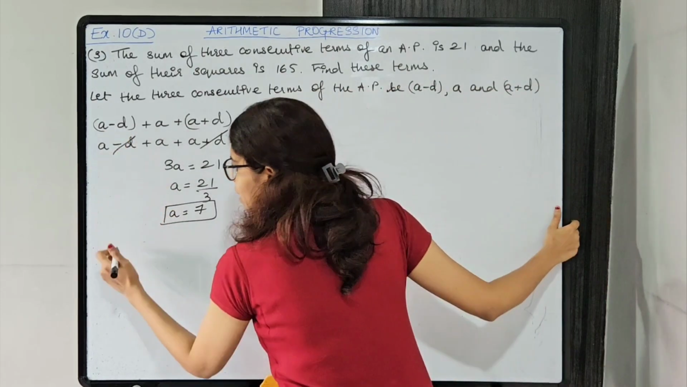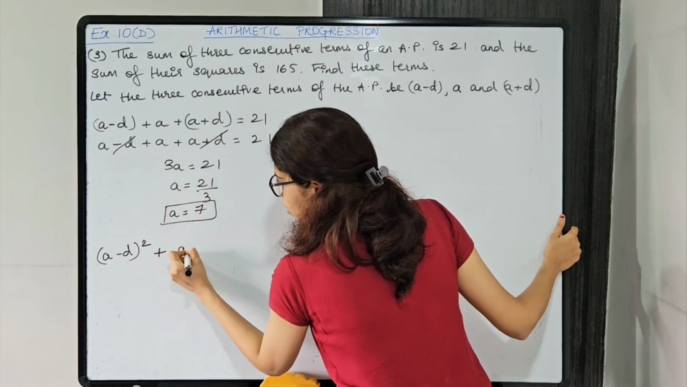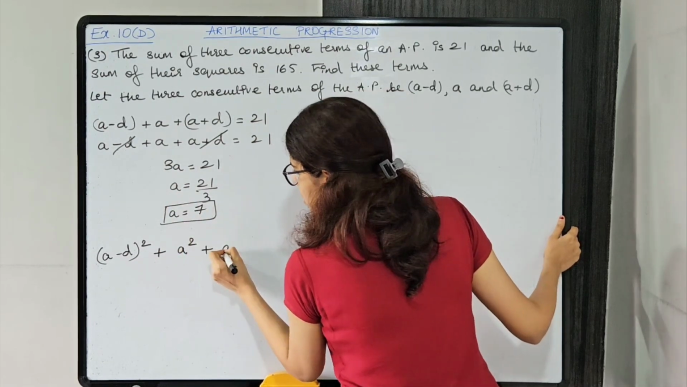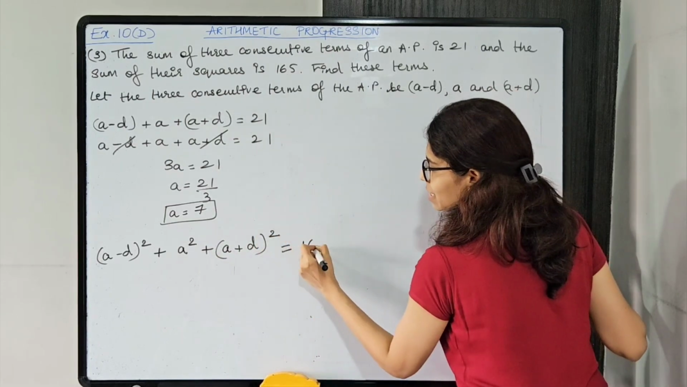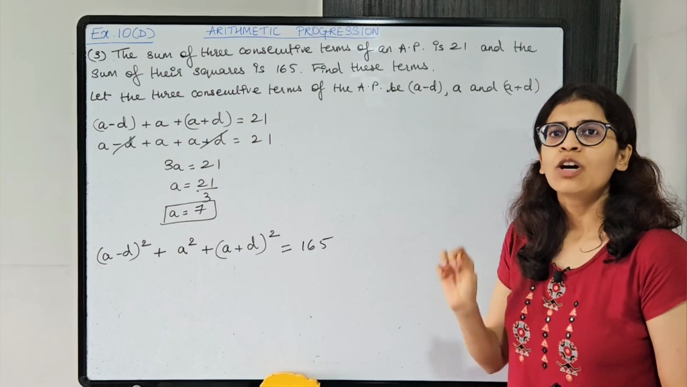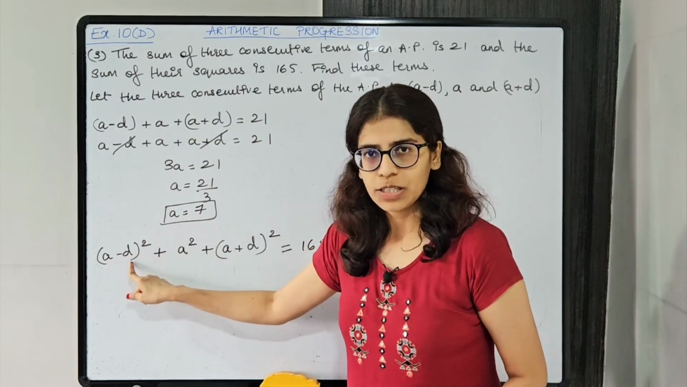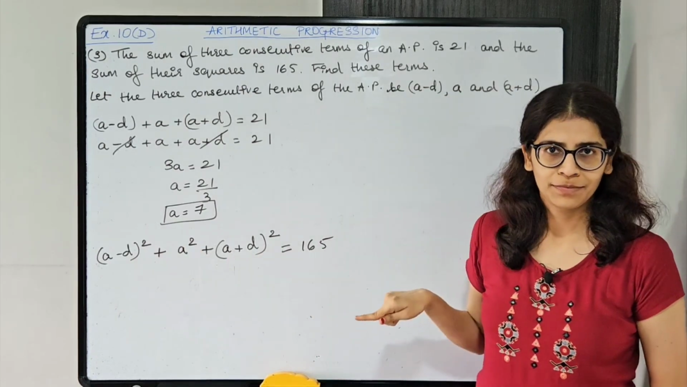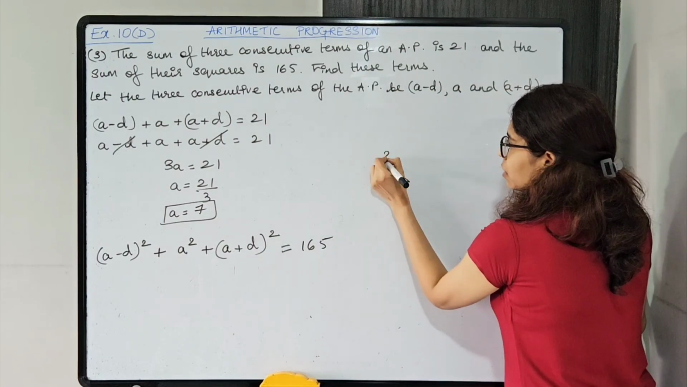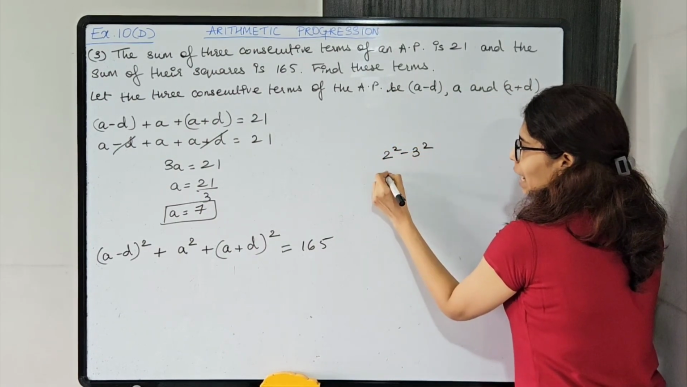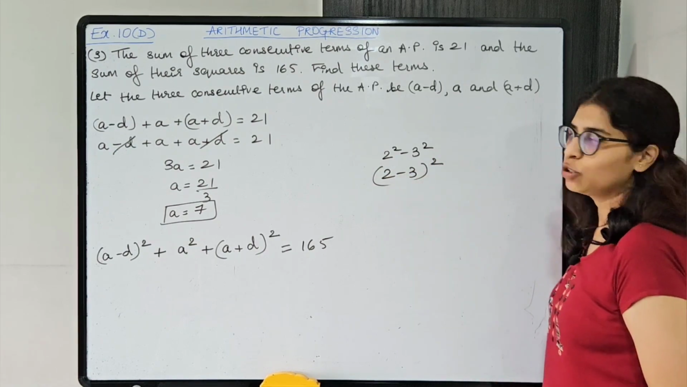So (A minus D) the whole squared plus A square plus (A plus D) the whole squared is equal to 165. One more thing students, what some of you might do is A square minus D square. Square was said, so A square minus D square. This will be A square plus D square. Wrong. The square of the whole thing. Okay. There is a difference between 2 square minus 3 square and (2 minus 3) the whole squared. Check by calculating, both will be different.